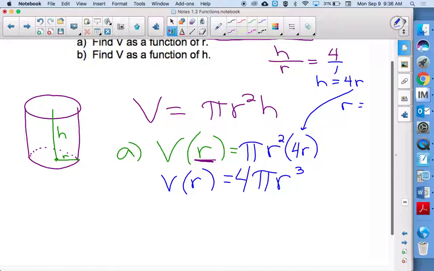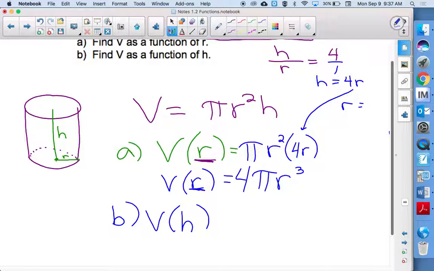Any other questions? Any questions with this equation? So the way we got the equation to use an R was to take that ratio, solve for the H so that we could substitute a value in for H that represented the height. And then we have 4 pi R cubed. So just kind of simplifying, combining some terms there. So part B says write the volume as a function of H. So now we want volume with an H in it instead of volume with the R in it.